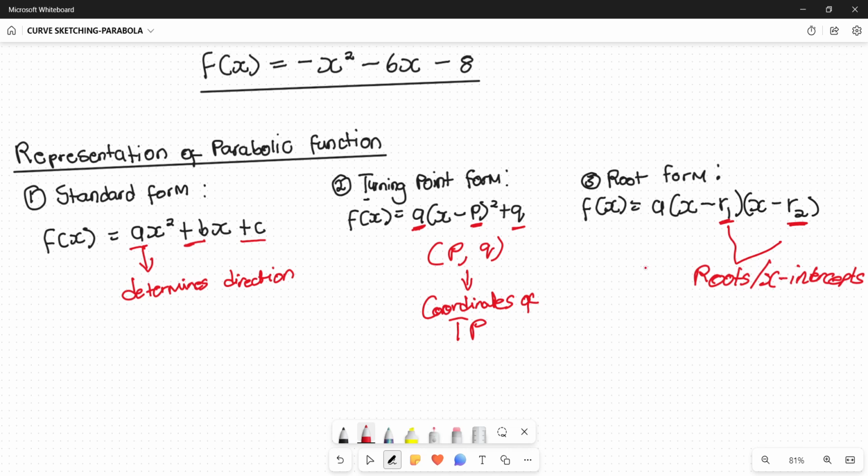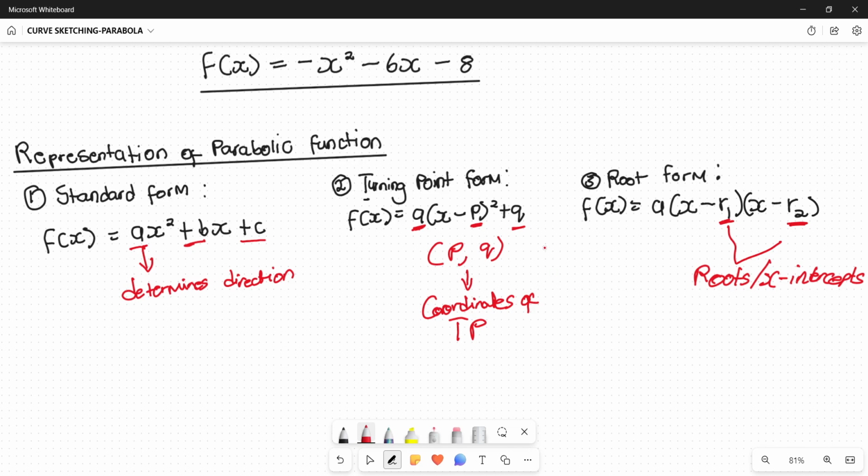This form allows easy identification of the roots and facilitates graphing by showing where the parabola crosses the x-axis. So that is why it is called a root form. Now these different representations offer flexibility in understanding and analyzing parabolic functions, each highlighting different aspects of the function's behavior and properties.